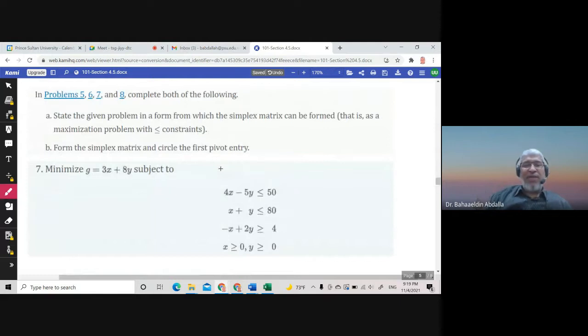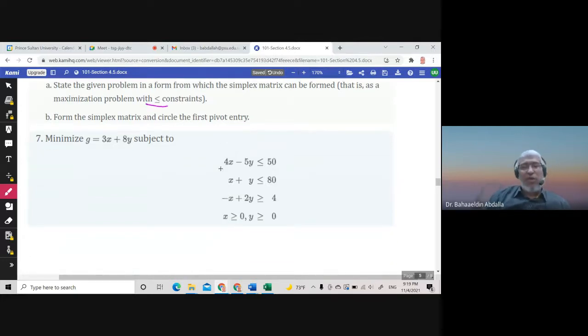Now here, state the given problem in a form for which the Simplex method can be used. He means constraints should be less than or equal. So the problem is minimize, so I will write it maximize. I will maximize negative g, the function negative g. So I will multiply the right-hand side of g by a negative 1. Subject to, let me write all the constraints again.